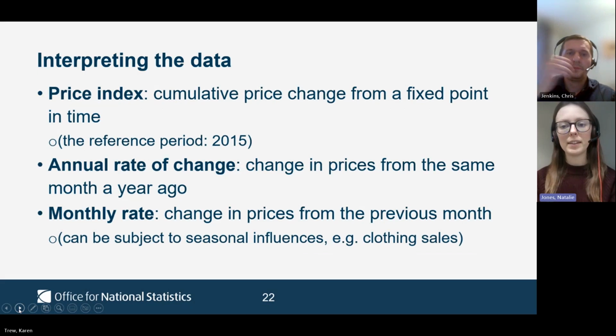So we publish 3 key pieces of information each month: the price index, the annual rate of change, and the monthly rate. The price index shows a cumulative price change from a fixed point in time. Currently, our reference period is 2015. The annual rate of change shows the change in prices from the same month 1 year ago, while the monthly rate shows the change in prices from the previous month, but that can be subject to seasonal influences. So for example, clothing sales.